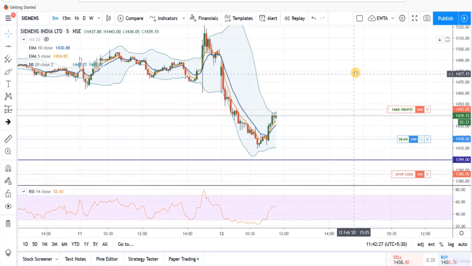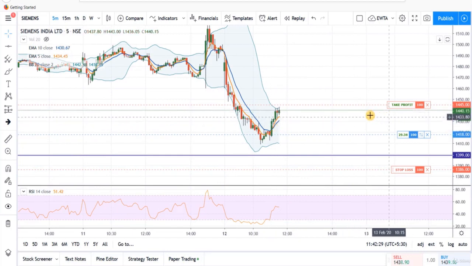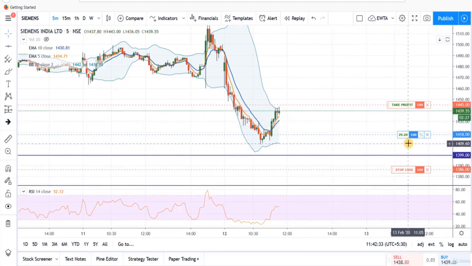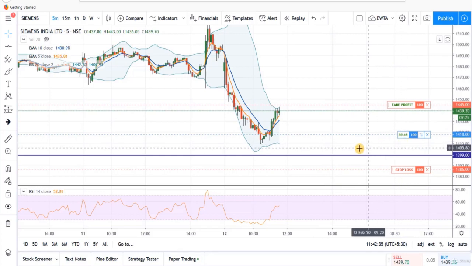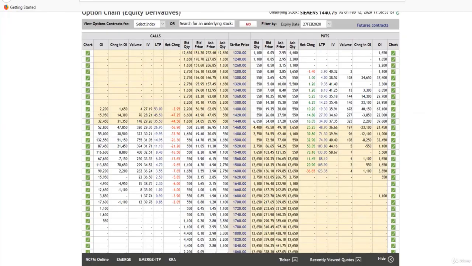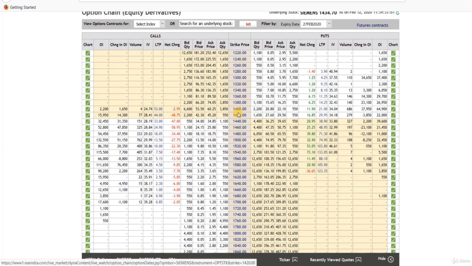Welcome back everyone. Now you can see Siemens is trading very near to our target level, and it is $29 profit in this stock, but we have sold the put option of 1400 strike. So if we see the current price of 1400 strike, see this is the current options chain, and the 1400 put strike is trading at 22 rupees. Our target level was 20.62 rupees.